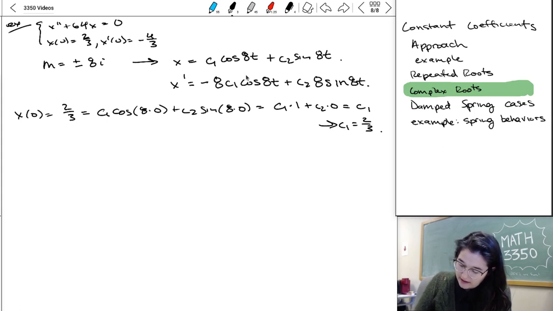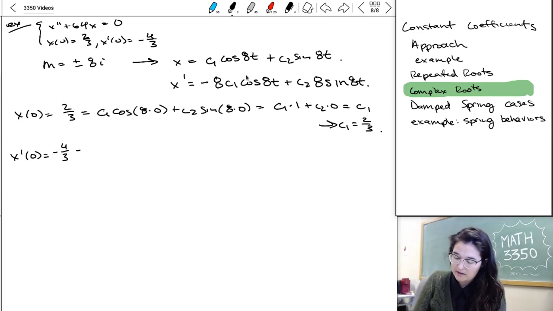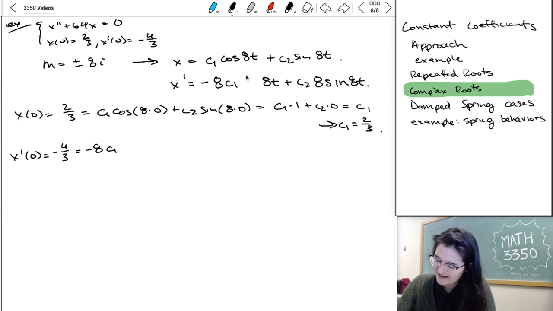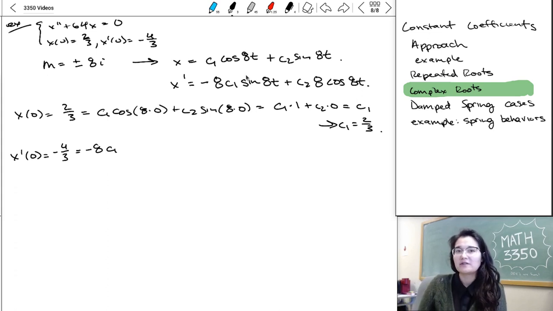And then for our second condition, x prime of 0 should be equal to minus 4/3, which is going to be a little bit messier. The derivative condition usually is. So minus 8 c1, oops, when I took these derivatives, I forgot the most important part, which is switching cosine to sine and sine to cosine. The one thing I miss about live lectures is that students will usually interrupt you right away for that kind of thing.